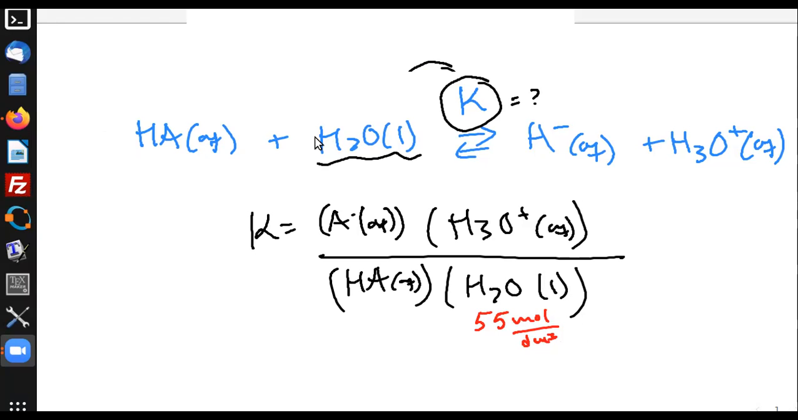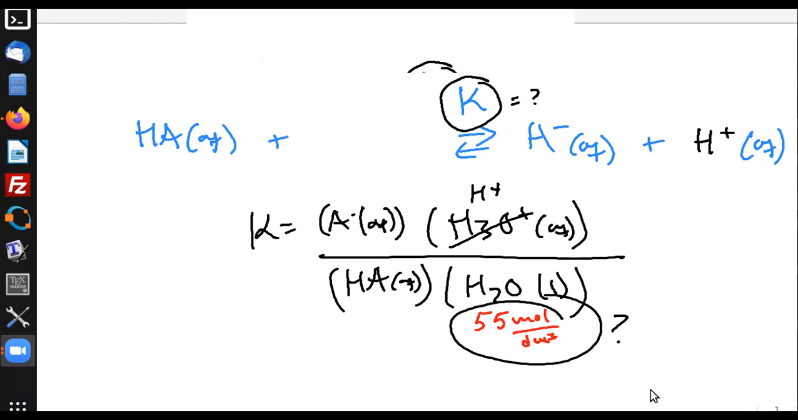If I skip this water in the expression here, and instead write this as a hydrogen ion, isn't this the same expression? So instead of the H3O plus, we type the H plus. But what about this value? It's a problem actually. But if this means the activity, then it's not a problem.